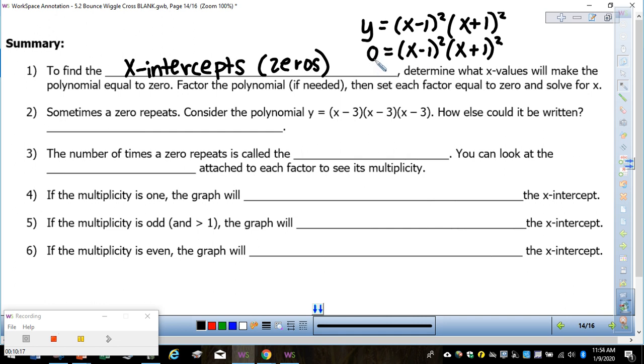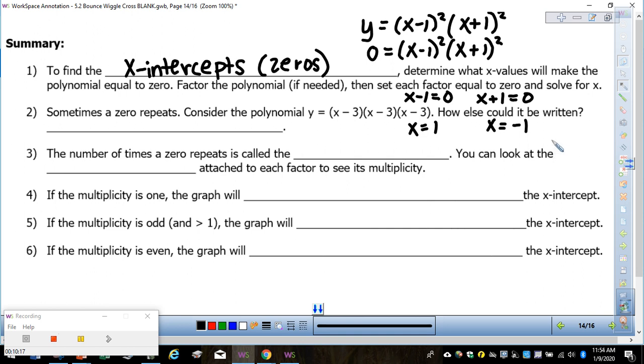We're going to do the zero product property, just like we did when we were solving quadratic equations. If we set x minus 1 equal to 0 and solve for x, we get positive 1. Over here, if we set x plus 1 equal to 0 and solve for x, we get negative 1. That's why the sign changes to the opposite side.